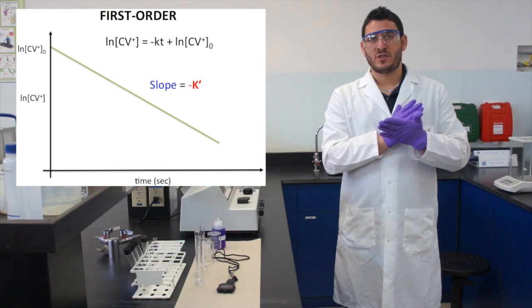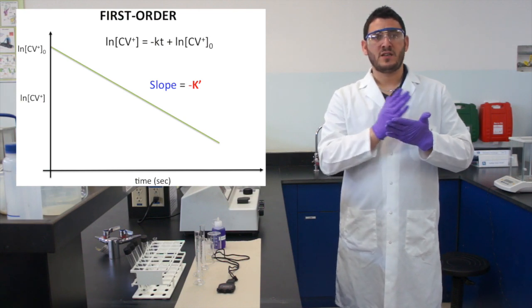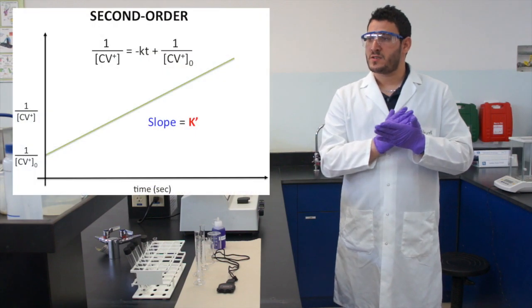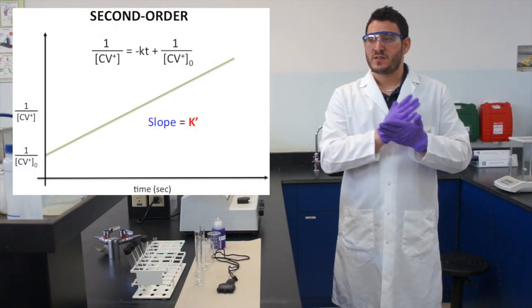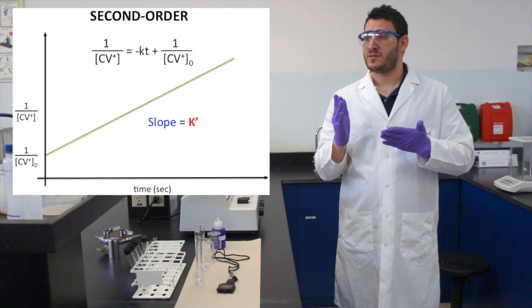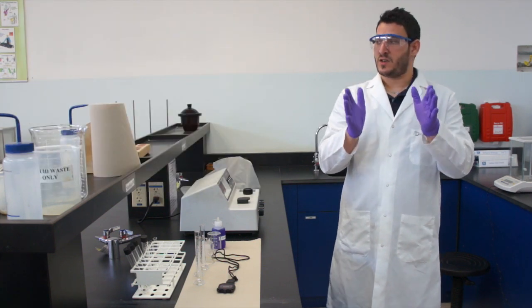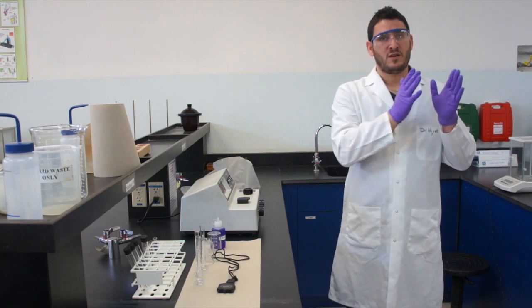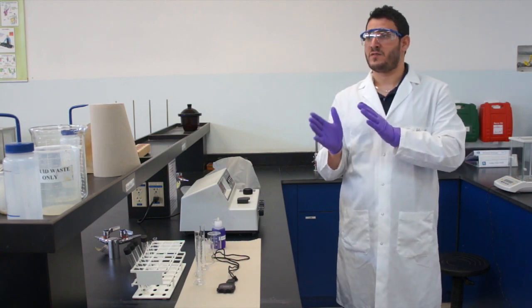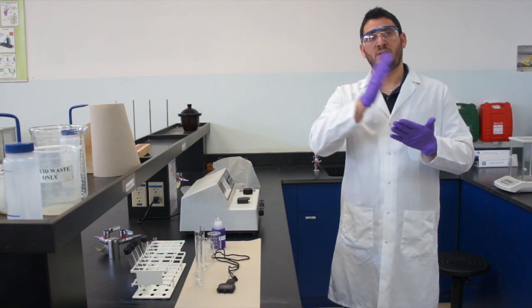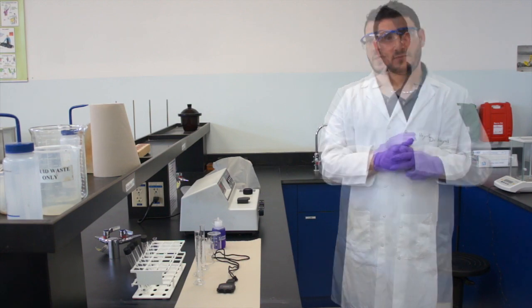Natural log of concentration versus time, if it's linear, this means that this is a first order. 1 over concentration versus time, if this is linear, this means it's a second order. So in order to construct these 3 curves, you need the concentration to track the constant variation of the concentration over time. And that's why we need to calculate the concentration.